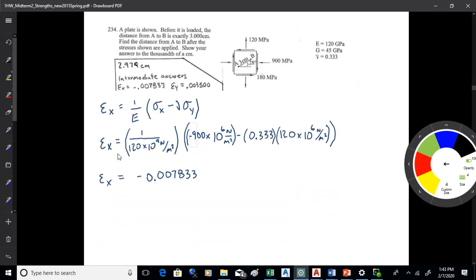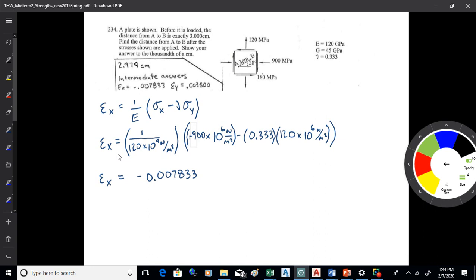All right, so there's Hooke's law. Epsilon x is just 1 over E times (sigma x minus nu sigma y). So that gets you epsilon x. It's negative, a little less than 1%, negative 0.007833. So that edge in the x direction will get shorter by 0.7833%. If it was originally 100 millimeters long, it'll now be 99.2167 or something like that.